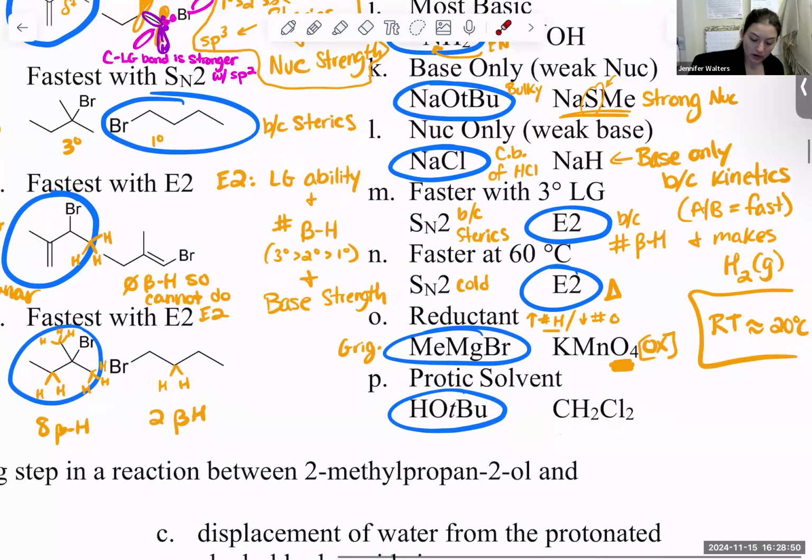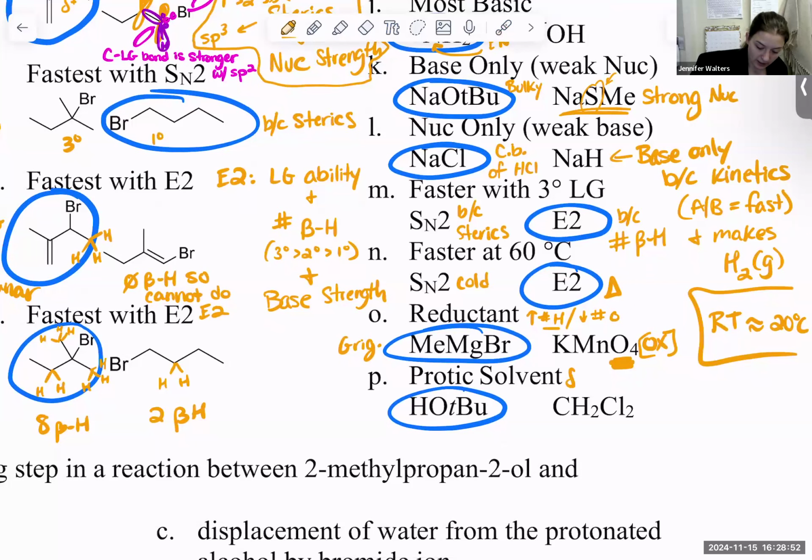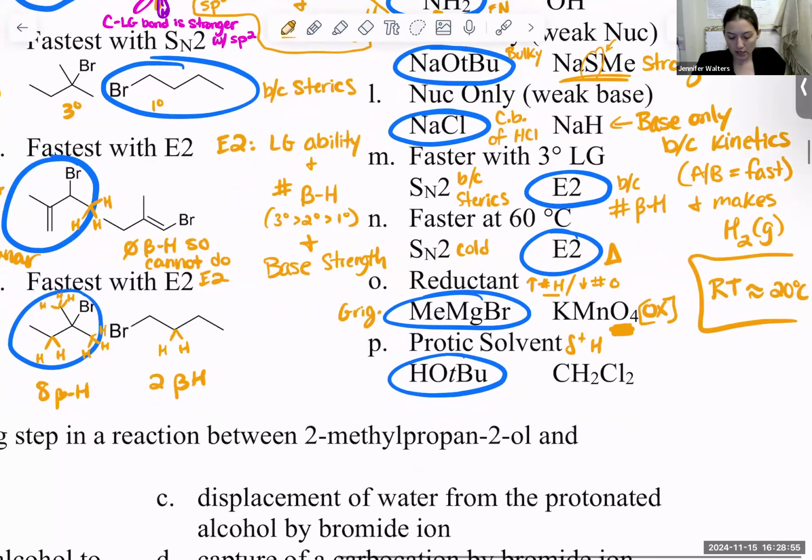Protic solvent is going to be something that has a delta positive hydrogen. That's what makes it protic. So when we look at this, this hydrogen is attached to the oxygen atom, which is electronegative. That is a delta positive hydrogen. It's the alcoholic solvent. That is a protic solvent. CH2Cl2, that is dichloromethane, DCM. That is our aprotic solvent, because these hydrogens are attached to carbon. Those are nonpolar bonds.